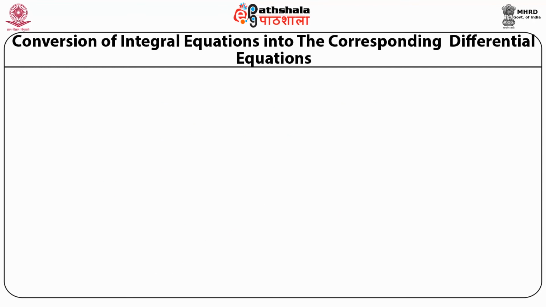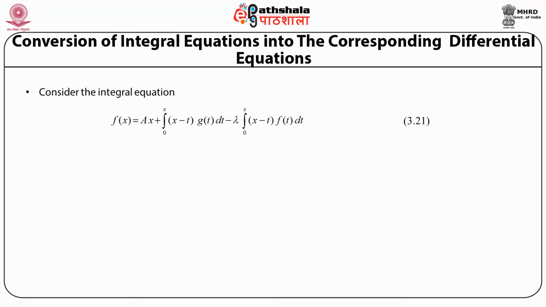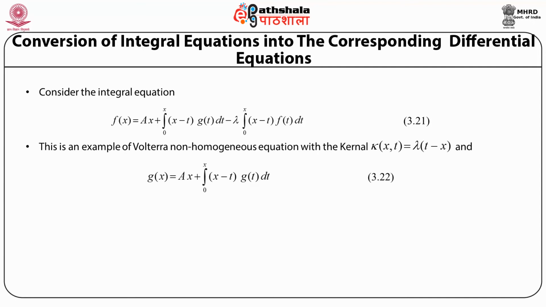We now illustrate the conversion of an integral equation into a corresponding differential equation by giving an explicit example. So we have the integral equation f(x) is equal to a times x plus an integral from 0 to x of g(t) multiplied by (x minus t) dt, minus lambda times an integral over dt from 0 to x of f(t) multiplied by (x minus t).